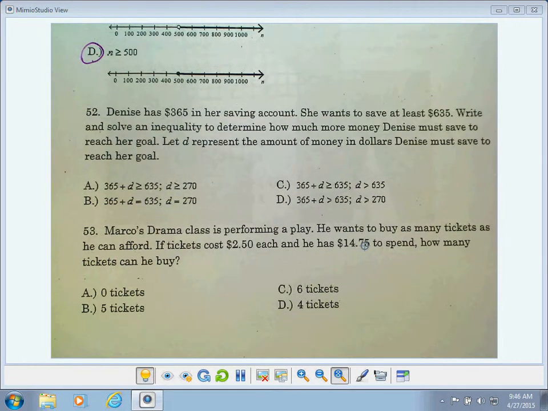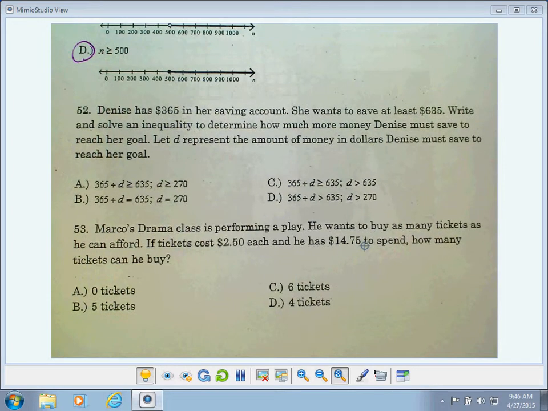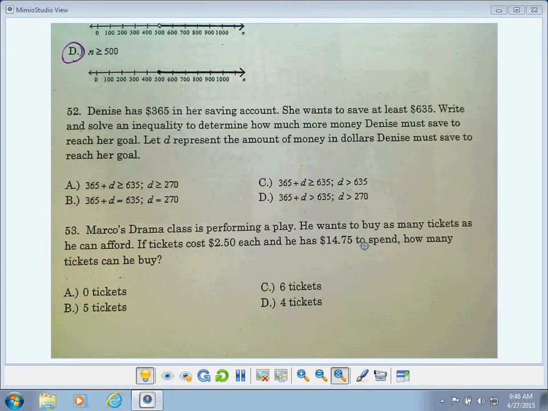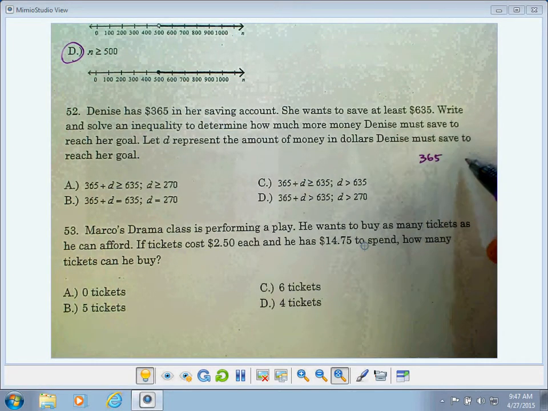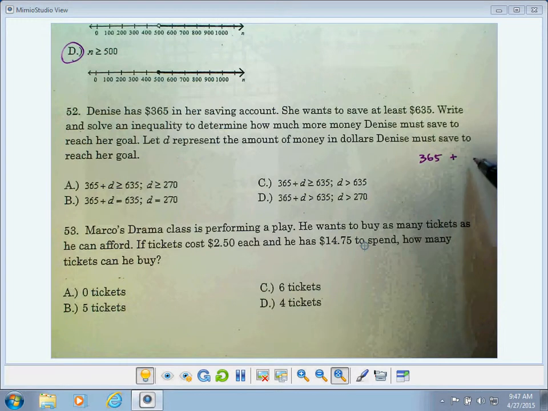Number 52, Denise has $365 in her savings account. She wants to save at least $635. Write and solve an inequality to determine how much more money Denise must save to reach her goal. Let D represent the amount of money in dollars Denise must save to reach her goal. Well, she already has $365, and she's going to add some amount of money to that, and what she wants is at least $635, so that number has to be greater than or equal to $635.